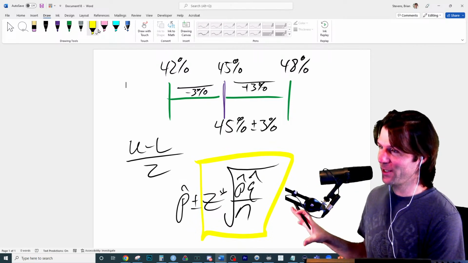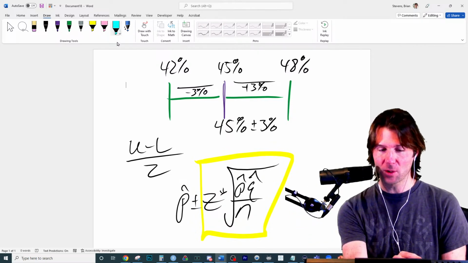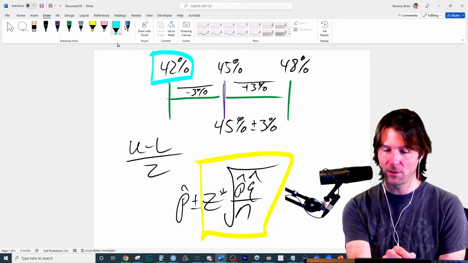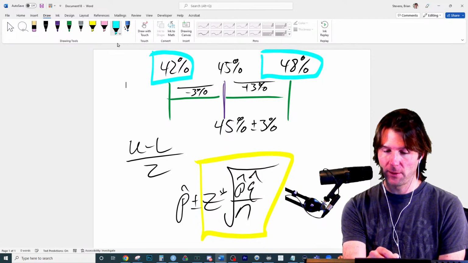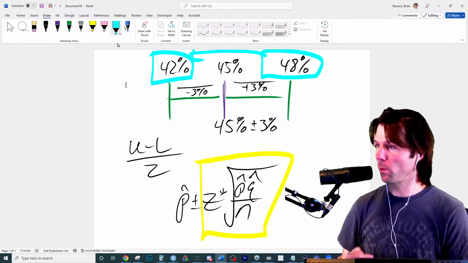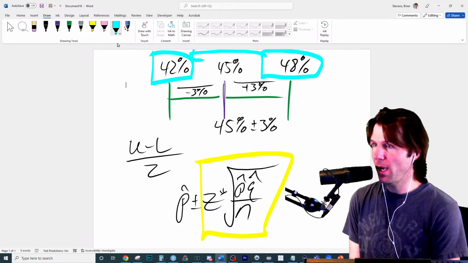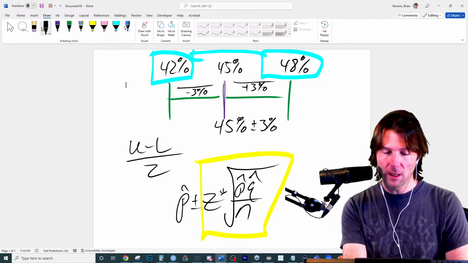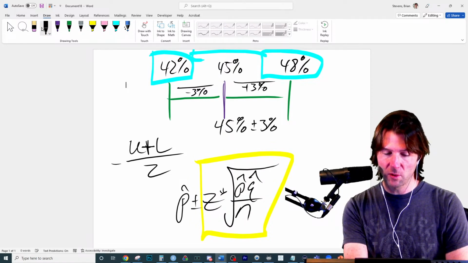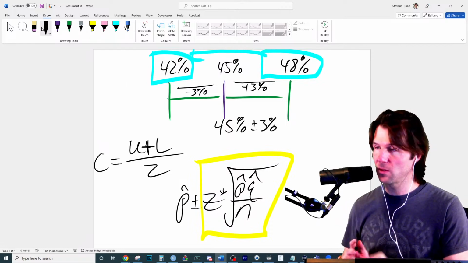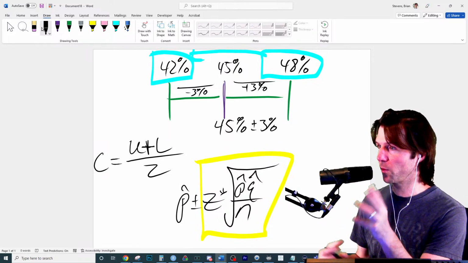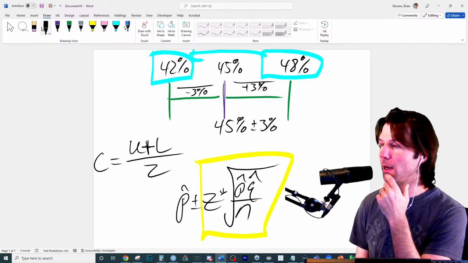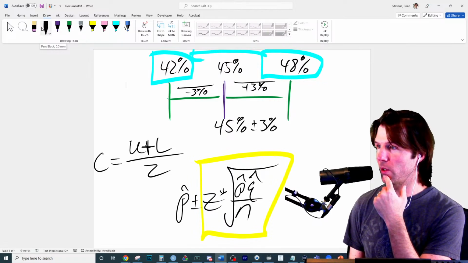I had a student who was looking at it, like, okay, so how do I get the margin of error? And I was like, well, you know the interval. And they were like, yeah. And they're like, well, what's P hat? And you could find P hat from the interval because it's the center of the interval. P hat would technically be upper plus lower divided by 2. That's where the center of the interval is. So the center of the interval is the average of the two, like 42 and 48 average to the center. But then they're like, what's the sample size?